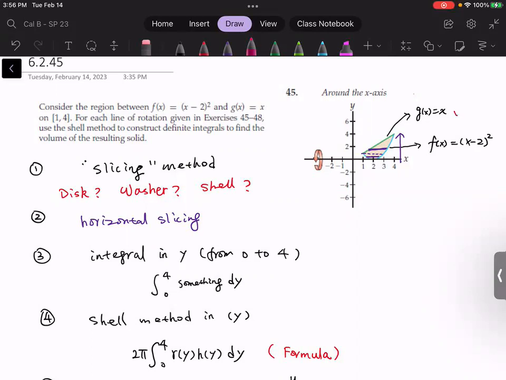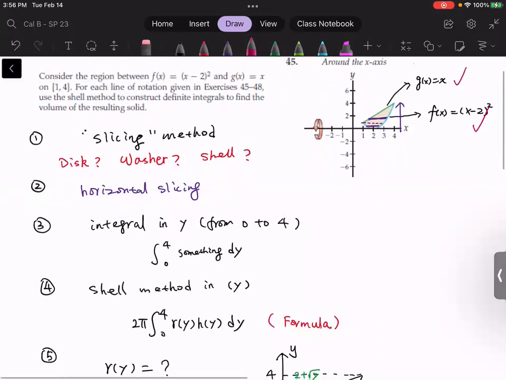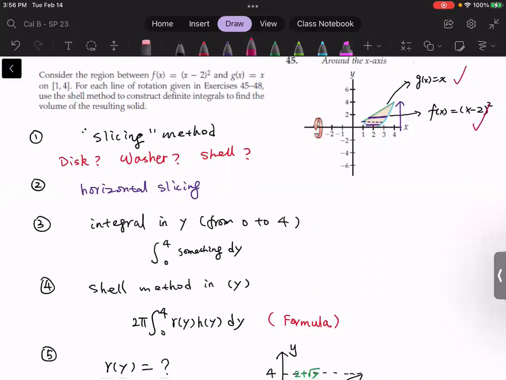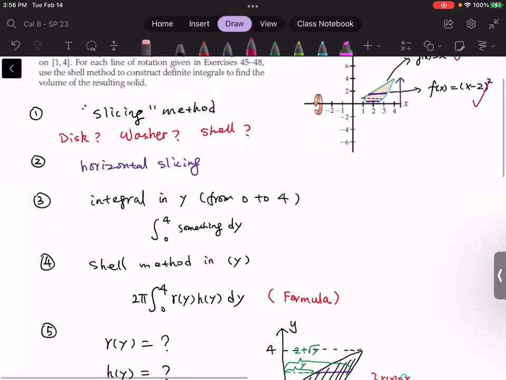We need to identify these two functions in the pictures. All right. And then we need to decide whether to use vertical slicing or horizontal slicing. I will suggest you consider both, but here I will only show a horizontal approach. We draw a horizontal line and try to slice from the bottom to top. Then this will give us an integral in y. Looking at the picture, the y variable ranges from 0 to 4.